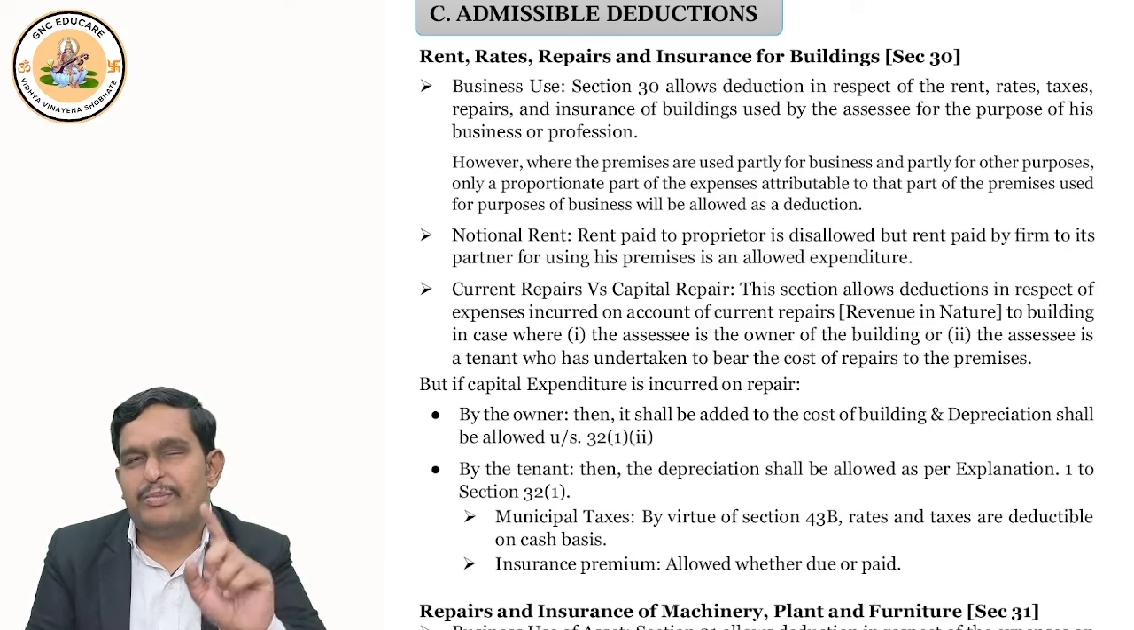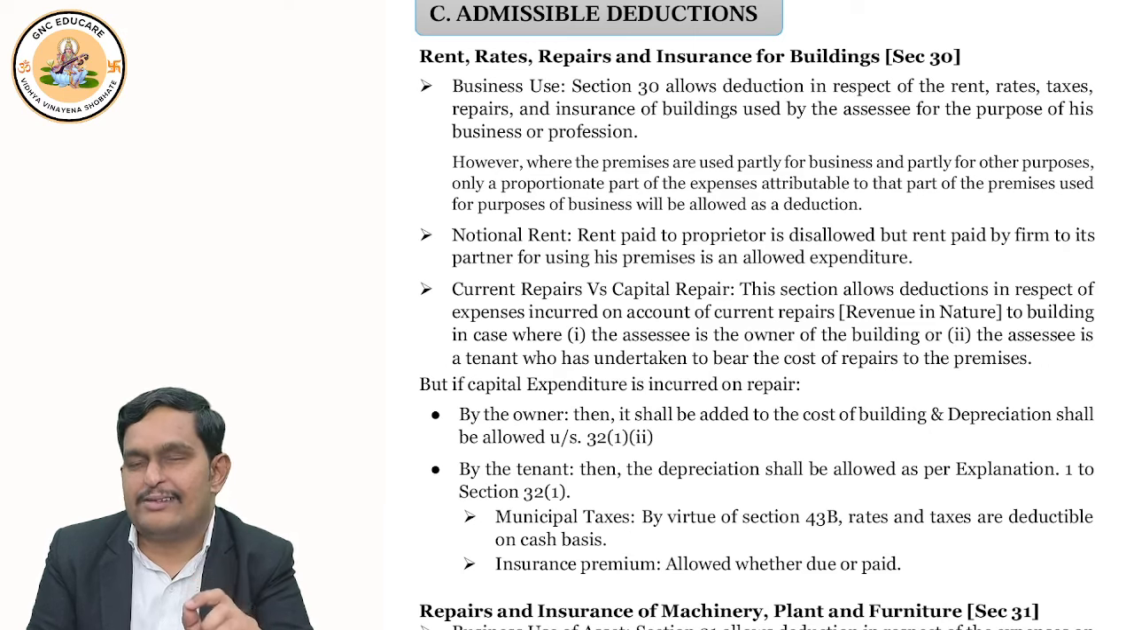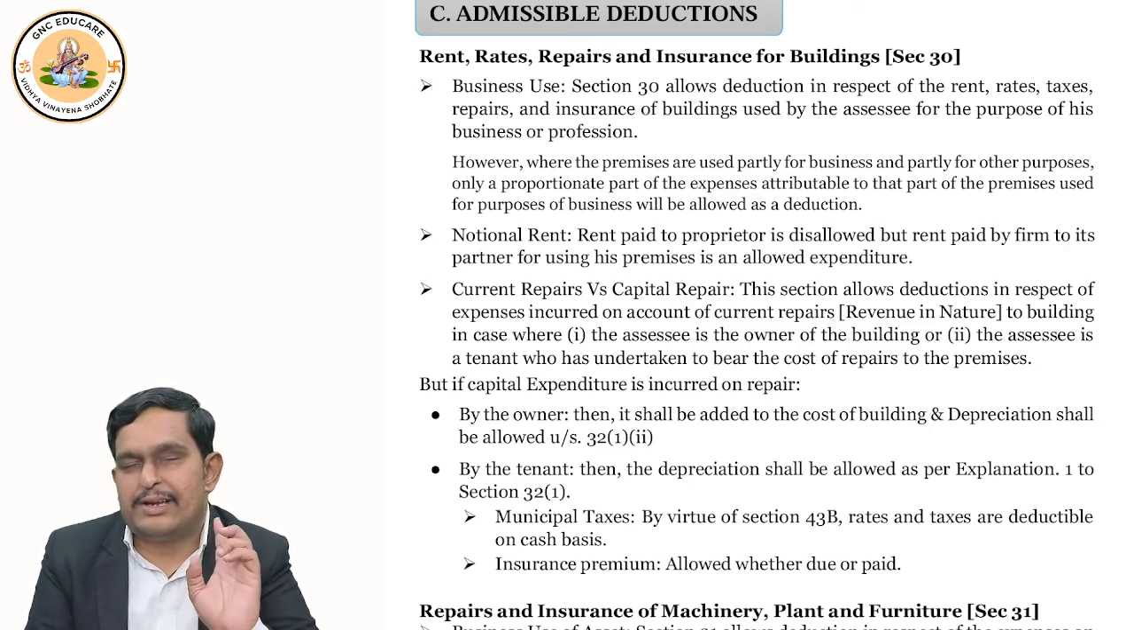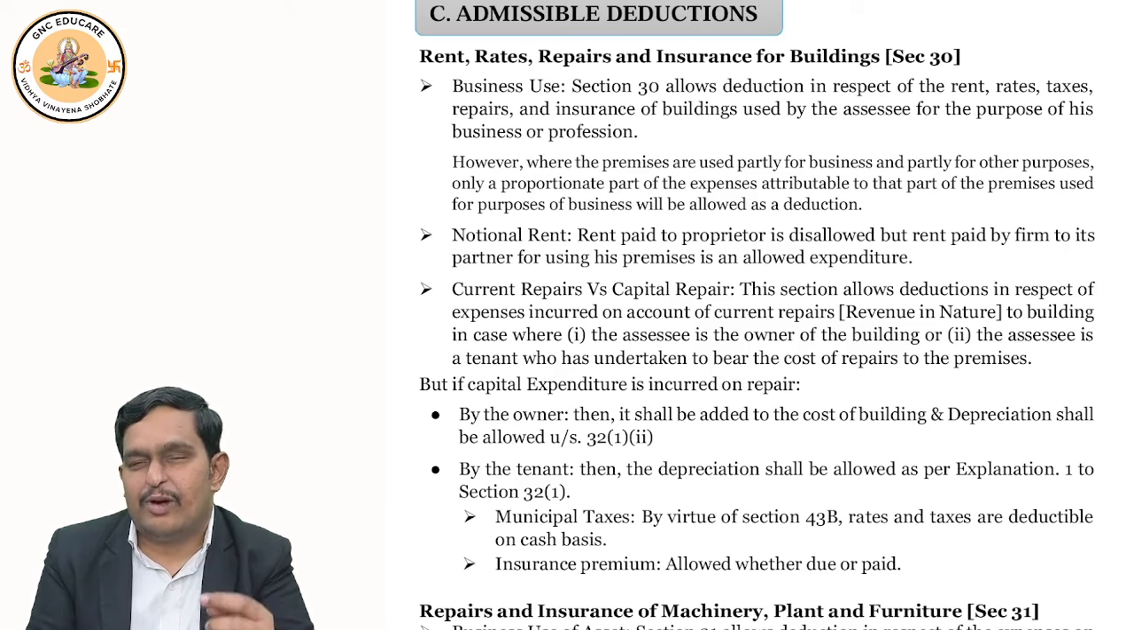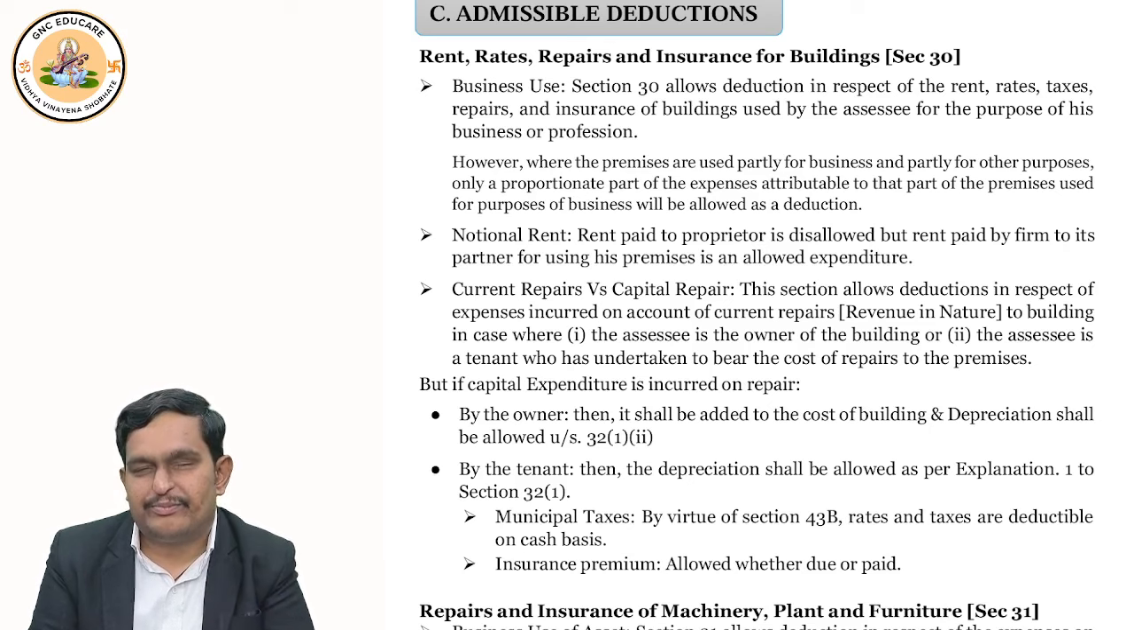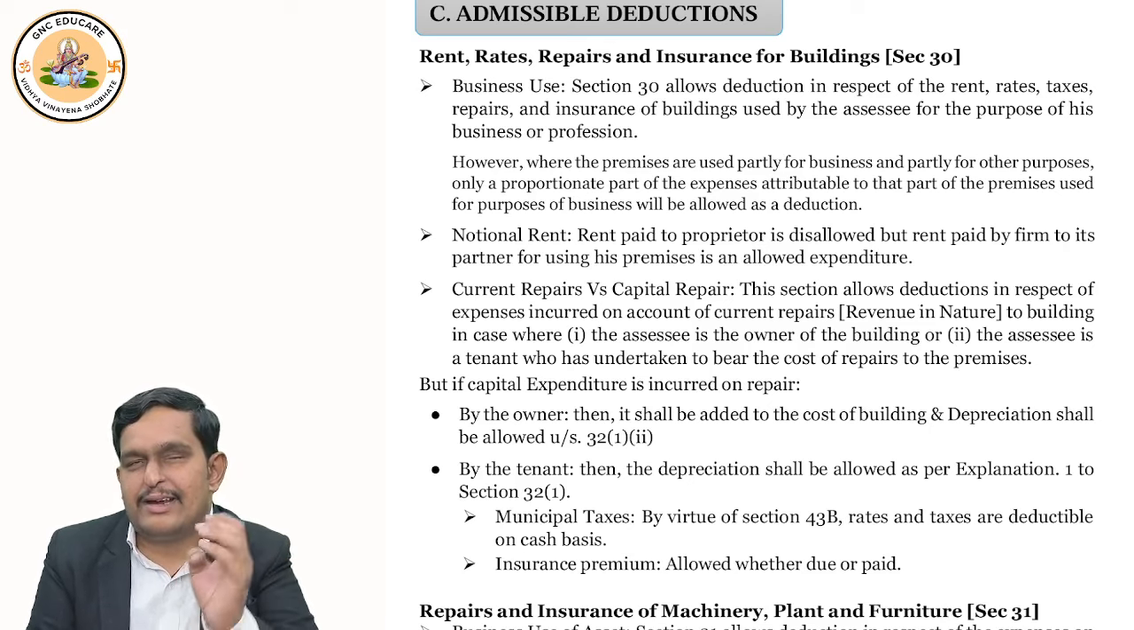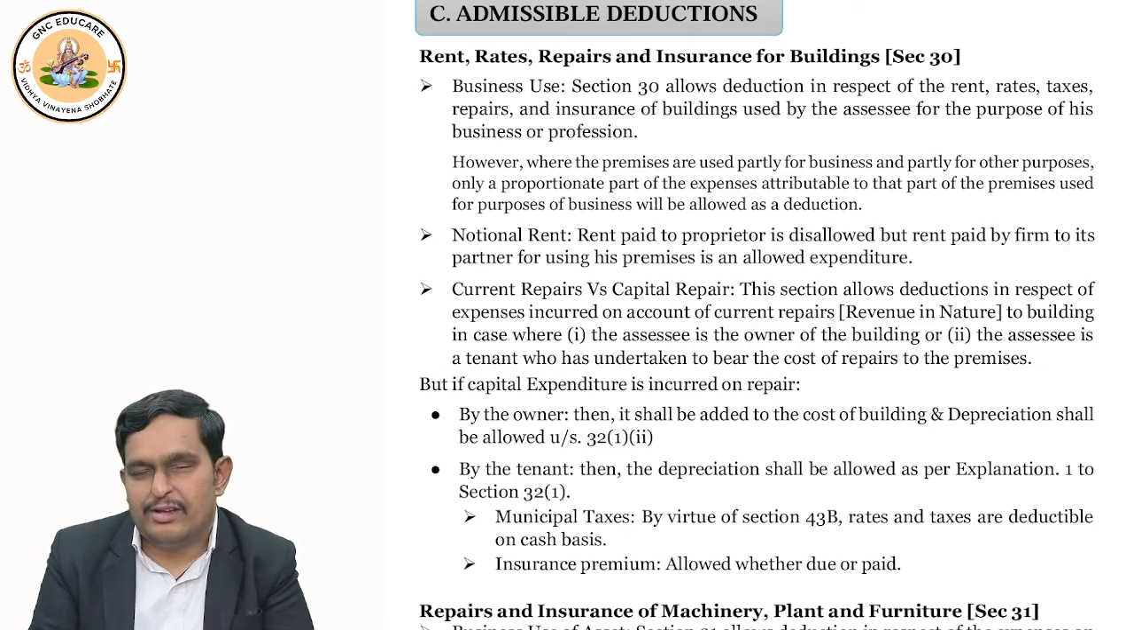Rent. So rent paid by the business to some owner is allowed as deduction. Even if it is due, it is allowed as deduction. But rent paid by a sole proprietor for his own building, for business, he cannot claim deduction. Rent paid by a firm to a partner can claim deduction. But for the partner, it becomes taxable income, under the house property chapter.